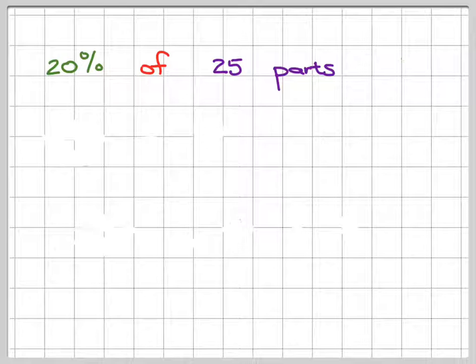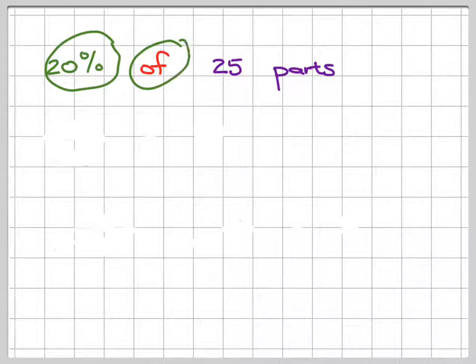So here we have 20% of 25 parts. So we have been given the percent, there it is there, and it's of, which we know always means times, and 25 is the total amount. So it's very simple. Let's have a look at how it's going to be done.